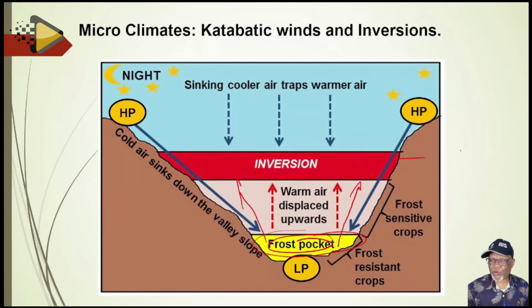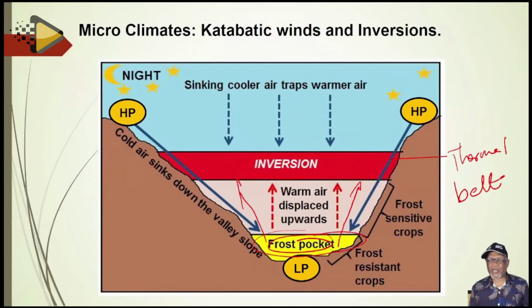We're going to have what we call a thermal belt there in the valley, and it shows temperature inversion. This layer here, we're going to call it thermal belt. But what is it indicating? It is indicating the increase of temperature with an increase in height, which is called temperature inversion.